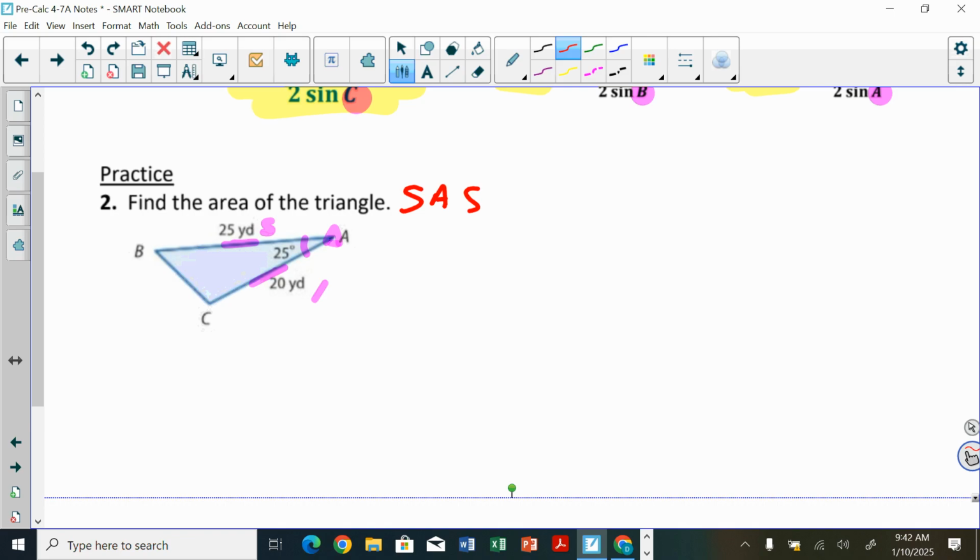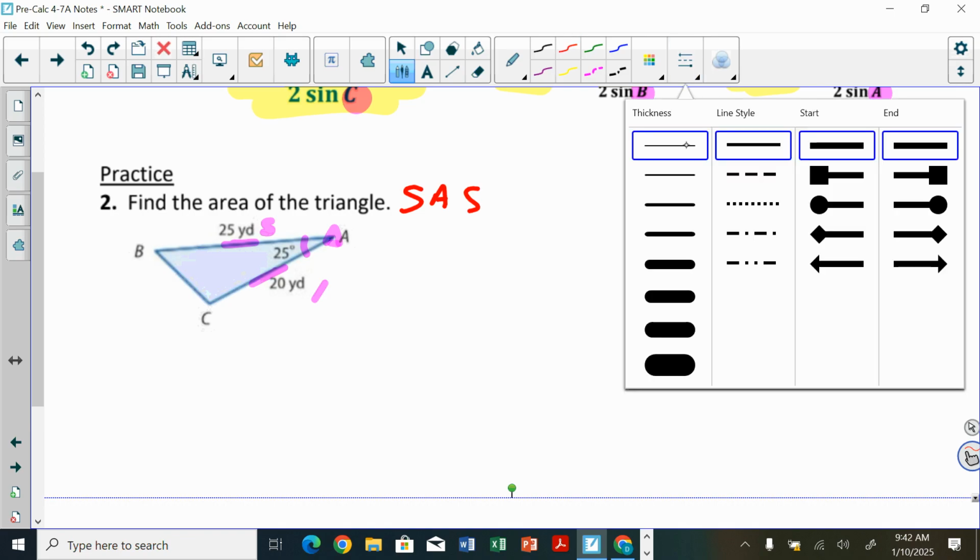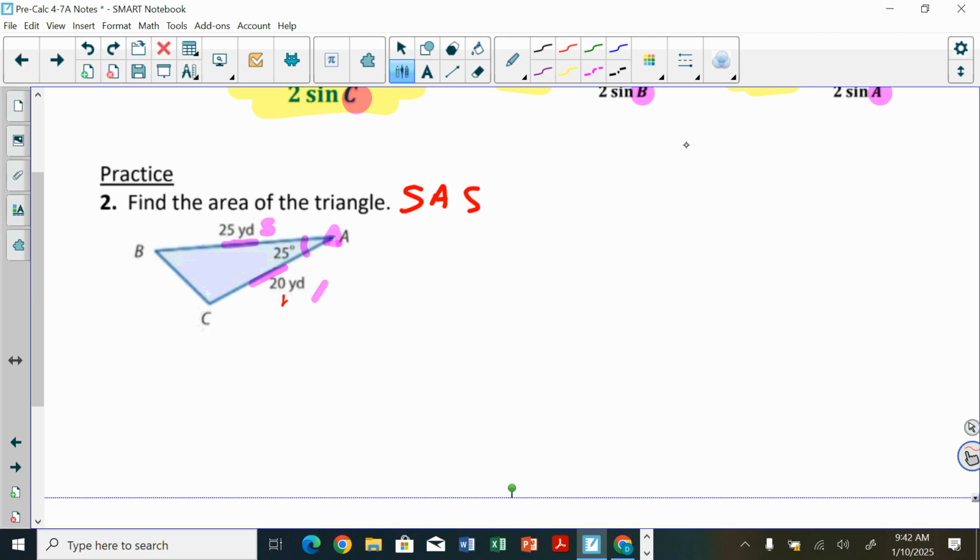Well, I'm given side B, right? This is B, and I'm given side C, because this would be here. So I'm going to kind of use those. I'm given the side, and I'm given angle A. So when I do the formula, I'm going to use this one. A equals 1/2 B and C are given to me, and then the sine of A.